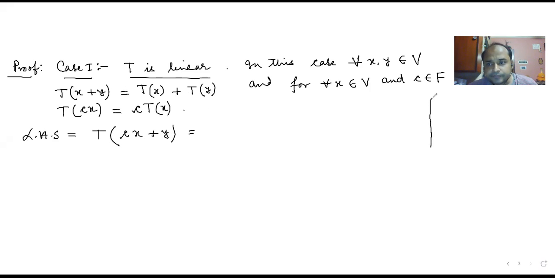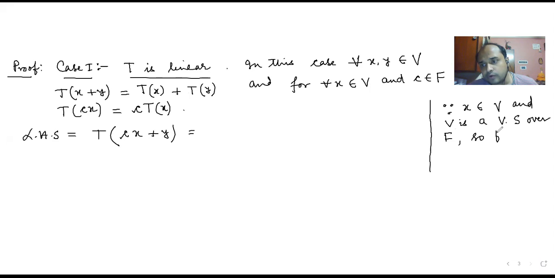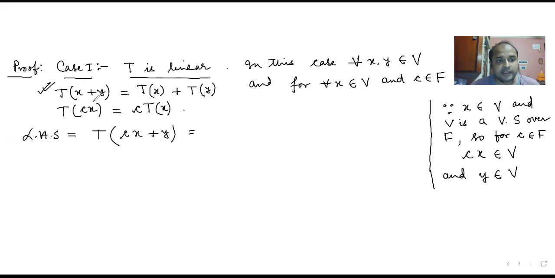Now you see, since X belongs to V and V is a vector space over F, for C belonging to F, C into X is also belonging to capital V. Cx is also a vector. And by our choice, Y is already in the vector space capital V. So we can consider these two elements, Cx and Y, as vectors of the vector space capital V. So I can apply this rule over here. We can treat Cx as X, we can treat Y as Y.